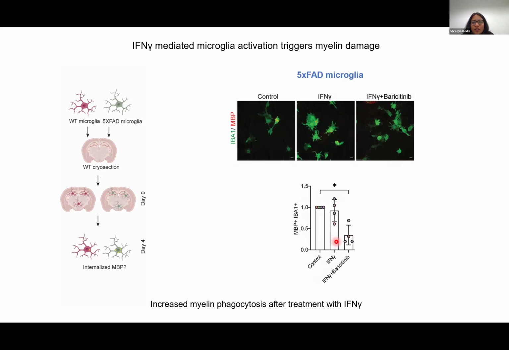Interestingly, when we looked at 5XFAD microglia, we could not activate them further with interferon gamma treatment because these microglia were really activated in the first place. However, after treatment with baricitinib, we were able to rescue myelin phagocytosis. All this data pointed out that MHC2 positive microglia have myelin damaging properties.